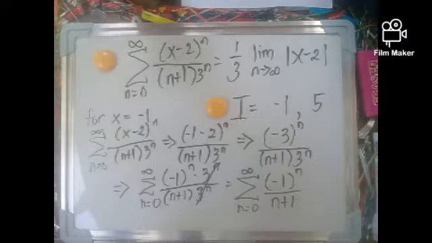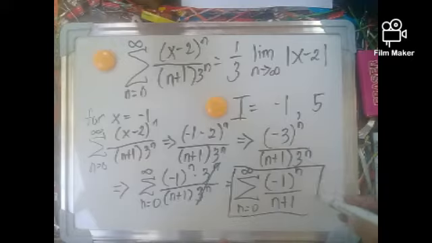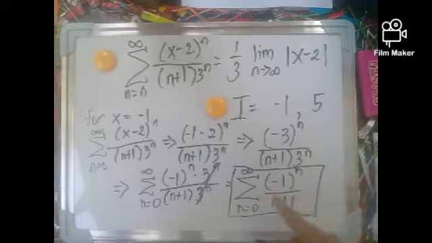So as you can see, the answer that we got is an alternating series. Okay, because of the negative 1 raised to n, it's alternating.